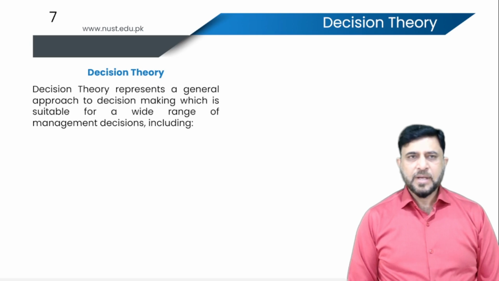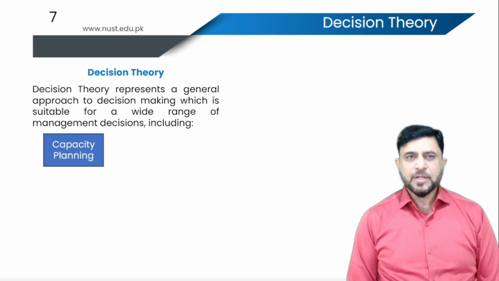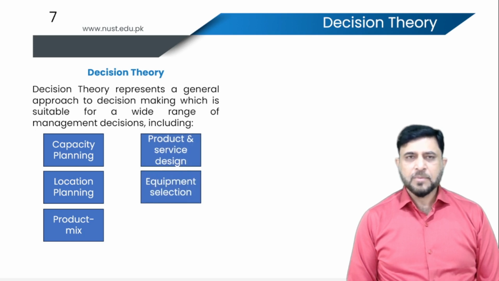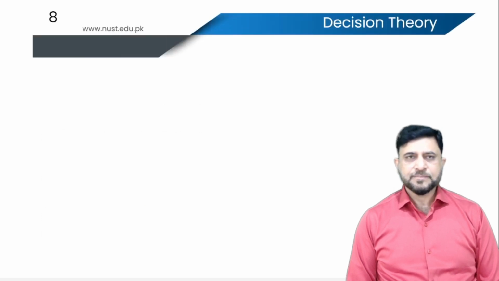So, again, decision theory represents a general approach to decision making which is suitable for a wide range of management decisions, including capacity planning, location planning, product mix problems, product and service design problems, equipment selection, credit policies. So these are some of the examples where decision theory can be used. But we can use decision theory in many other problems as well.